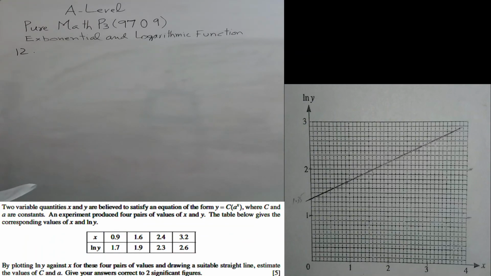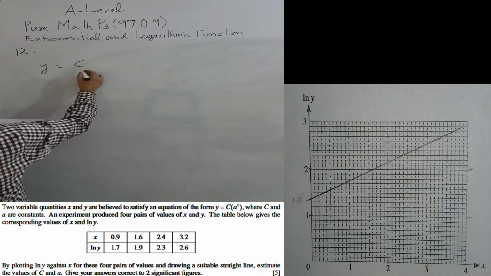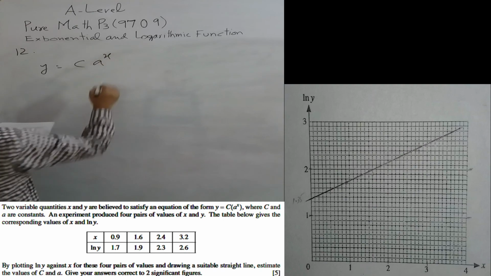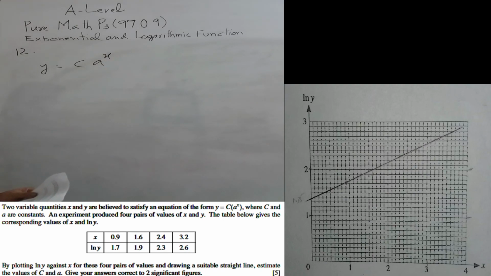Last question. Please read the statement carefully because it's a different type of question. Two variable quantities x and y are believed to satisfy an equation of the form, not confirmed, but it is believed that they are related through this equation, which is y = c a^x. c and a are constants. An experiment produced 4 points.